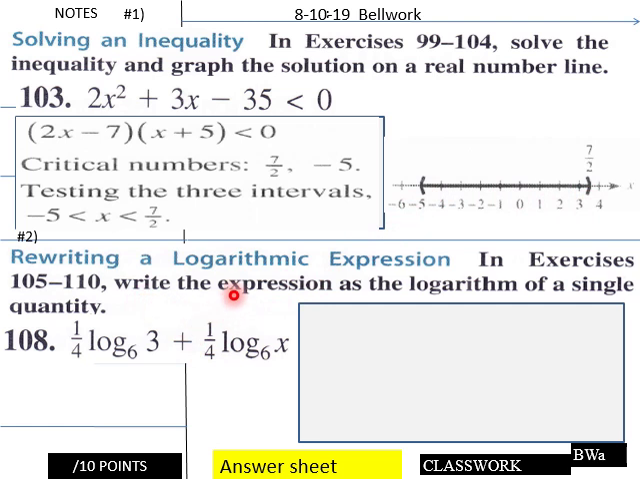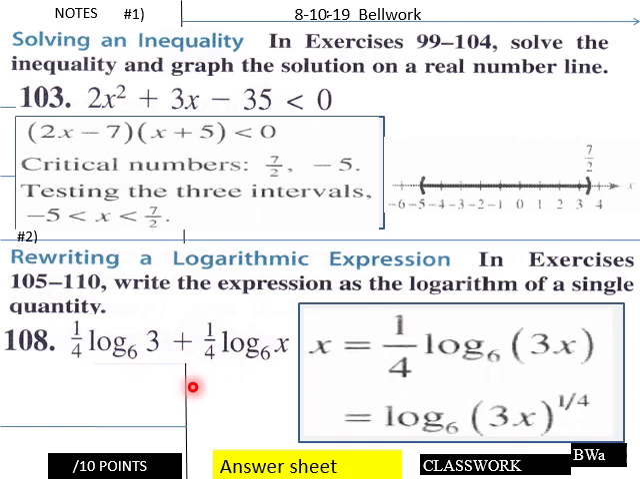And then down here for our logarithm, when we combine this logarithm into a single quantity, using our rules of logarithms, when you add two logarithms, that means that you have a product here. So 3 times x, 1/4 log base 6 of 3x. And when you simplify that even further, you have log base 6 of (3x) to the 1/4 power.